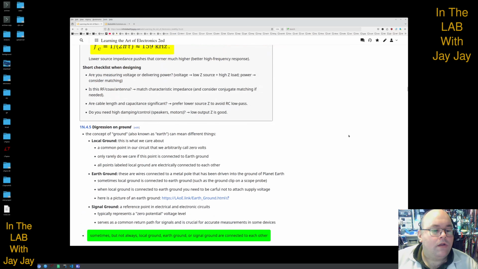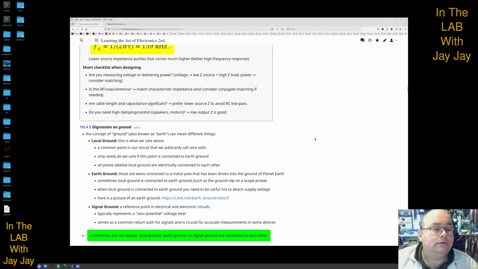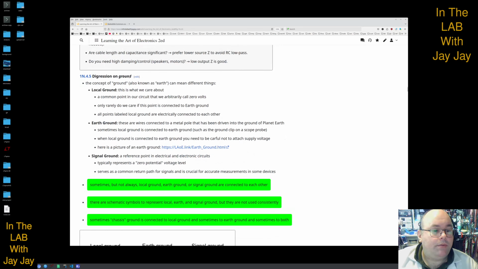So now we're actually up to the point. These are the new notes. I've been working on them this week. So we have a little digression on ground. We want to talk a little bit about ground.